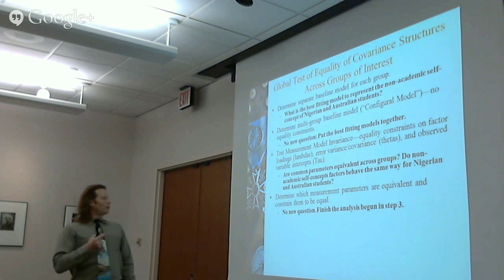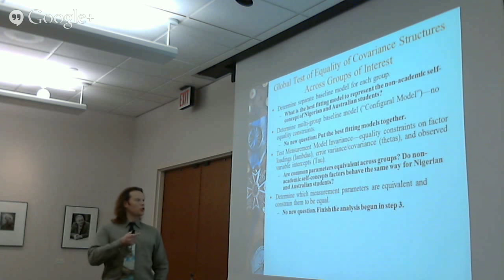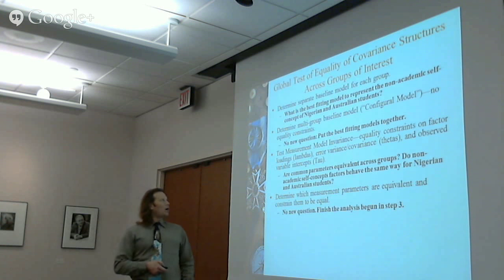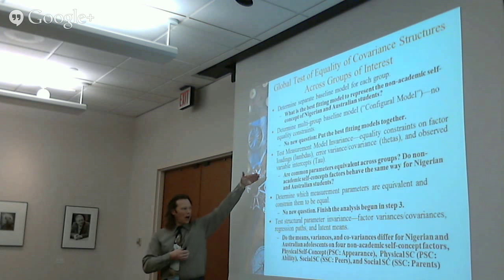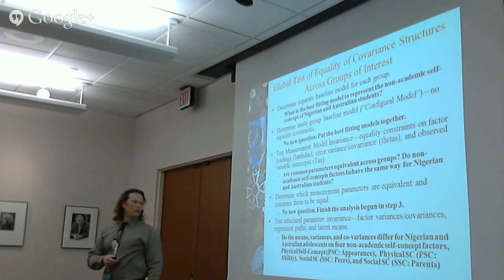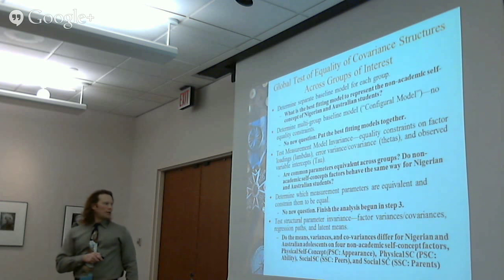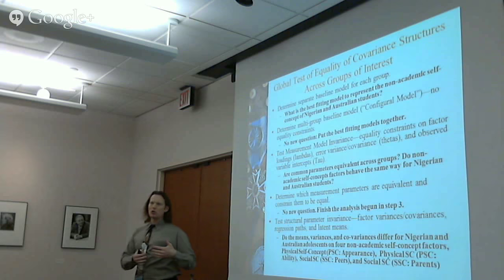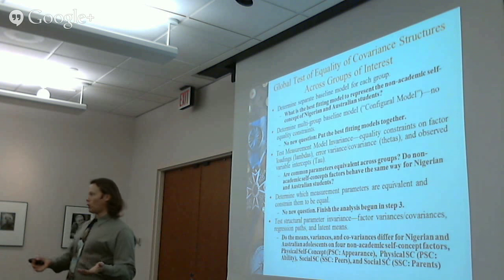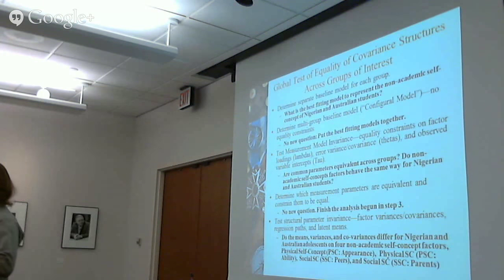So then the final thing is to determine which measurement parameters are equivalent and constrain them to be equal. So that's really no new question. We're just kind of wrapping that up. We're going through the whole thing. Then finally, we look at means, variances, and covariances. So we sort of do this in steps. We start with, do the instruments work the same way? Do the factor structures work the same way?